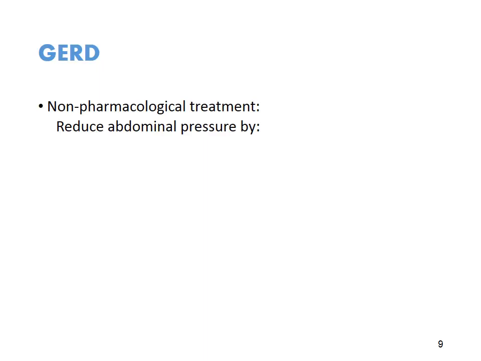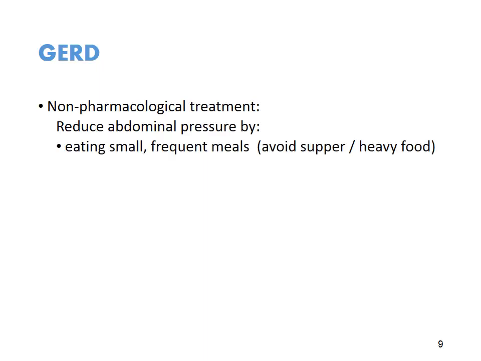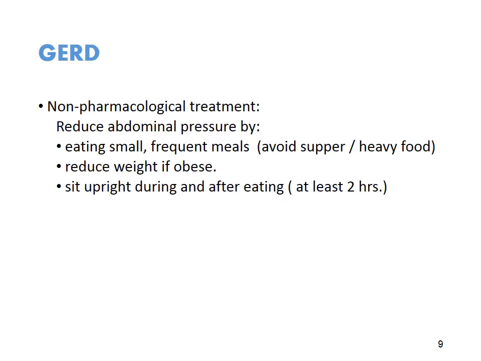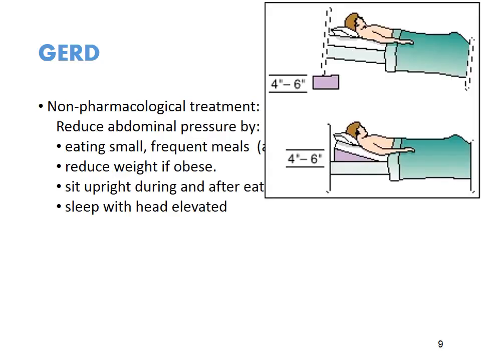Besides taking medications, lifestyle modifications are also important in managing GERD. For example, eating small frequent meals instead of a large meal. Weight reduction if the person is obese, since obesity is a risk factor for GERD. Sitting upright for at least 2 hours after eating, and this is so that gravity can help to keep the food down. Sleeping with the head elevated.